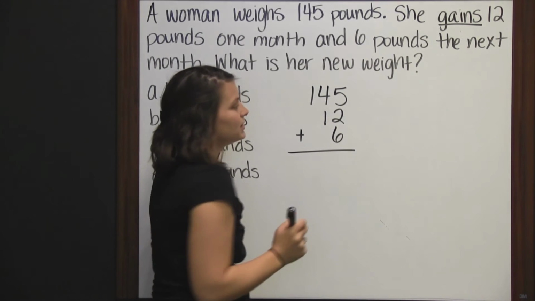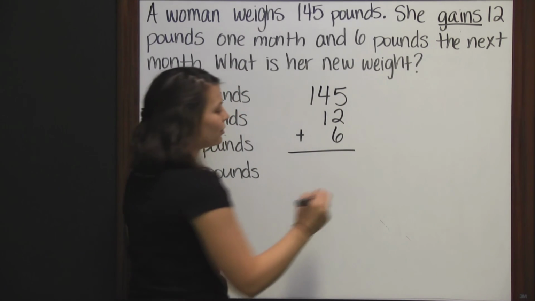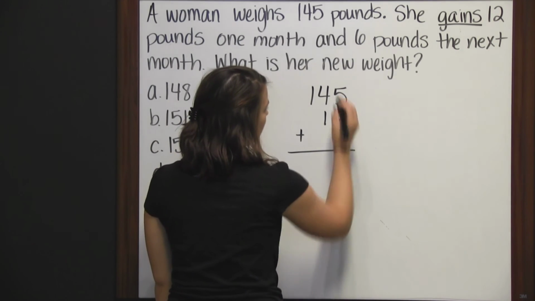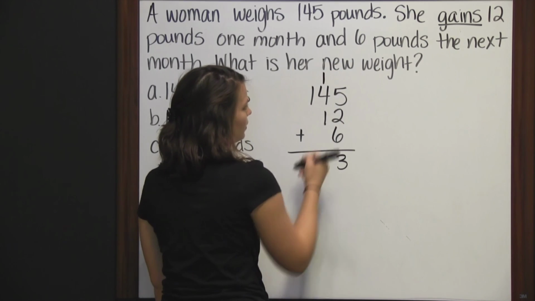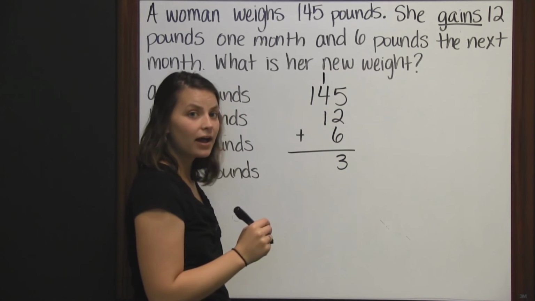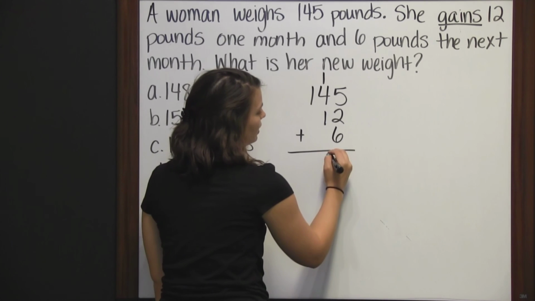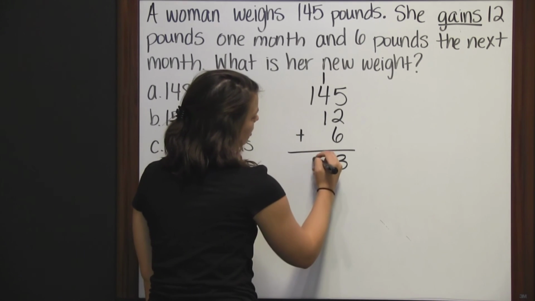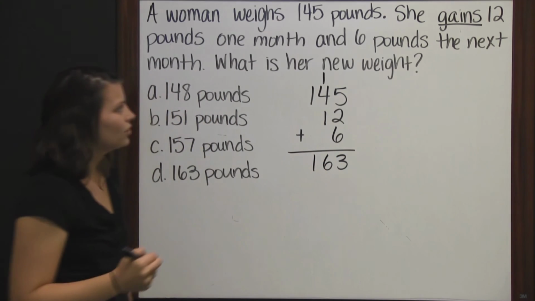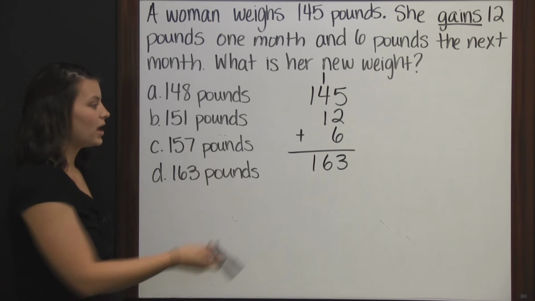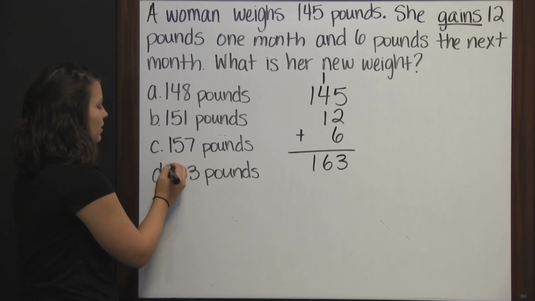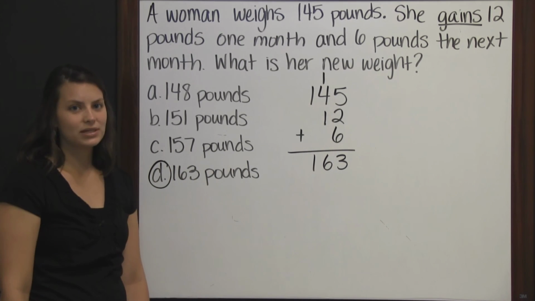5 plus 2 is 7, plus 6 is 13. Write the 3, carry the 1. 1 plus 4 is 5, plus 1 is 6, and then bring down the 1. So after gaining that weight, she weighs 163 pounds. Answer choice D.